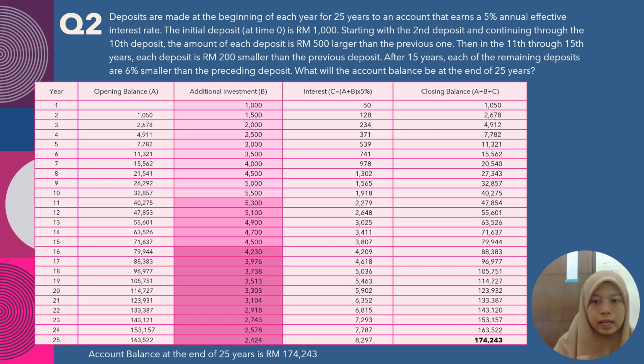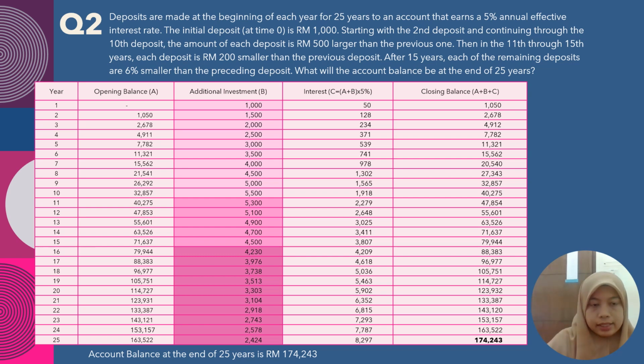For this question, I use Microsoft Excel to ease my calculation. I construct 5 columns, which are year, opening balance, additional investment, interest, and closing balance. For year 1, we have the additional investment equal to 1000 ringgit, which is the initial deposit. The interest is 5% times 1000, equal to 50 ringgit. The closing balance will be 1000 plus 50 equals 1050, which is the closing balance for year 1, and is also equal to the opening balance for year 2.